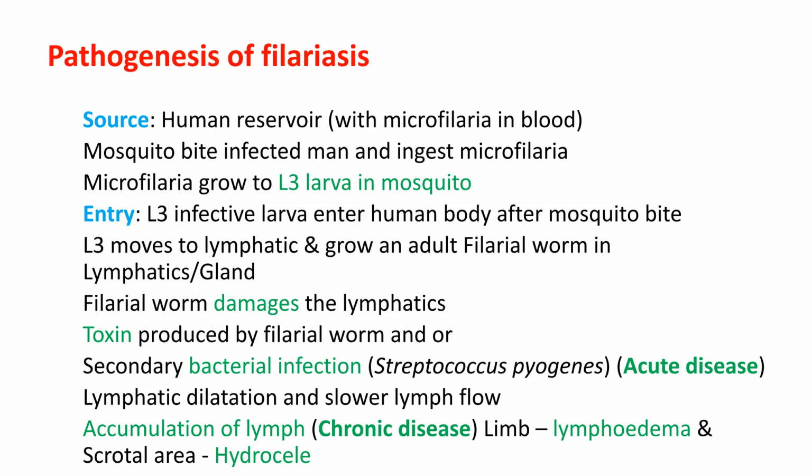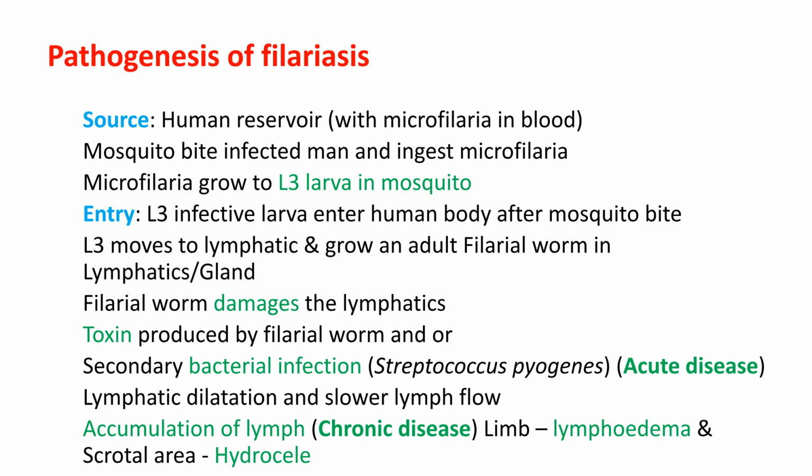The pathogenesis involves several sequential steps. It starts with a human reservoir, an infected person with microfilariae circulating in their blood. When a mosquito bites this infected individual, it ingests the microfilariae. Inside the mosquito, these develop into infective L3 larvae. The entry point is when these L3 larvae enter a new human host following a mosquito bite. The larvae then migrate to lymphatic vessels and lymph nodes, where they mature into adult worms.